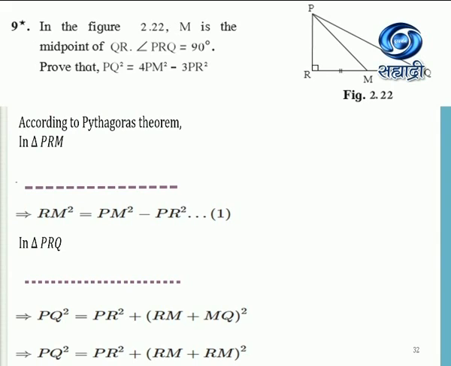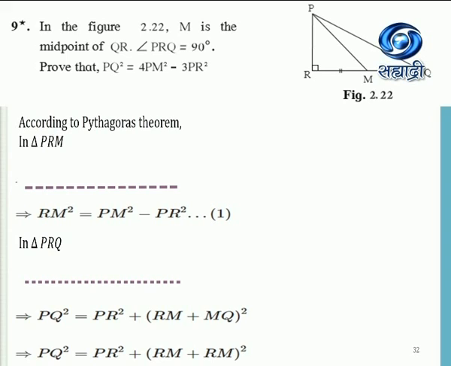Here in this figure, M is the midpoint of QR. Angle P is 90 and we have to prove that PQ square is 4 times PM square minus 3 times PR square. Now looking at the figure, you can see there are two right angles. One is PRM and second is PRQ, because for both R is a common angle.